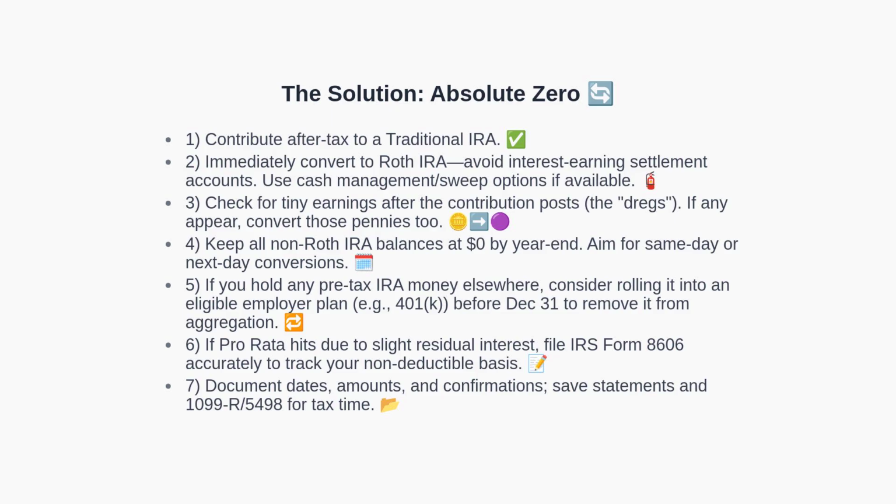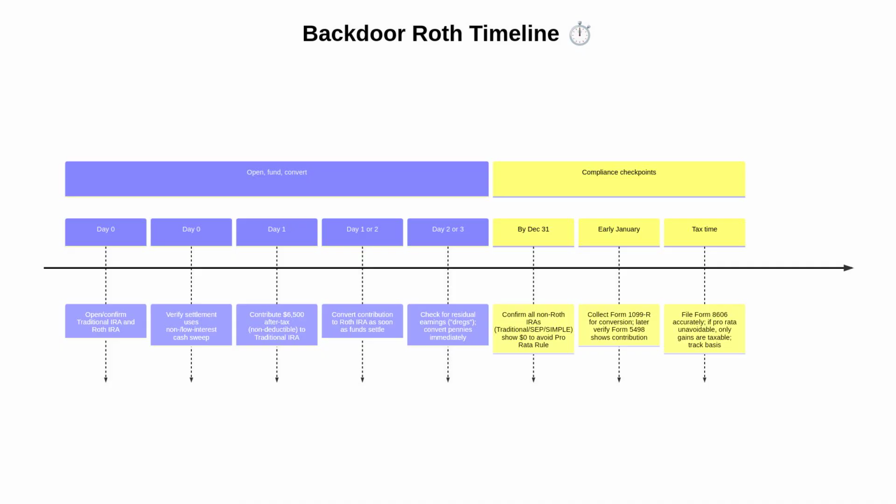Next, we'll visualize the timing with a quick timeline diagram. This timeline highlights the ideal sequence. Open or confirm accounts and settlement settings first, then contribute after-tax dollars to the traditional IRA, and convert immediately upon settlement. Shortly thereafter, verify whether any residual earnings appeared and convert them if necessary.